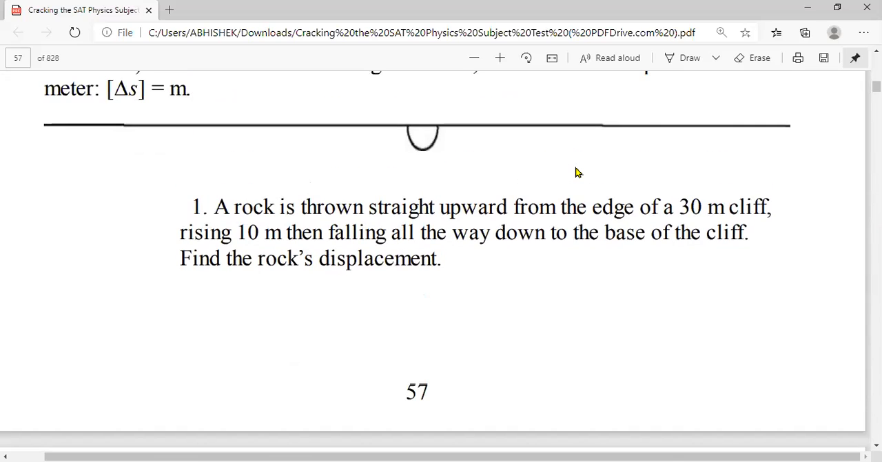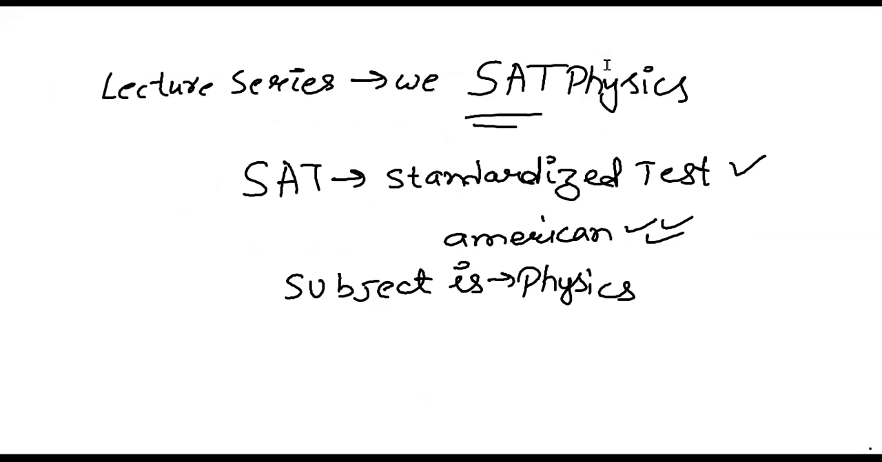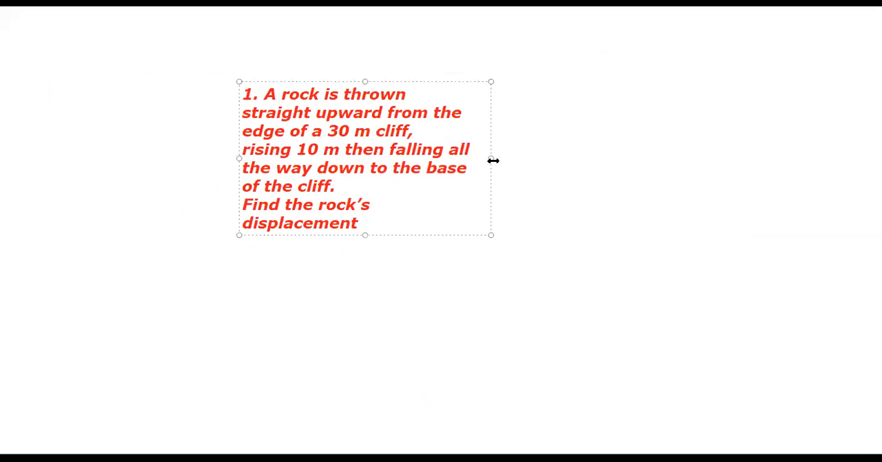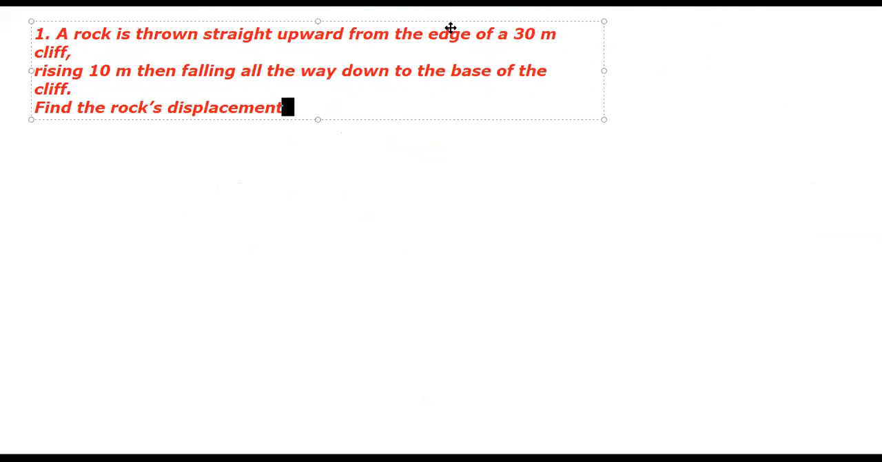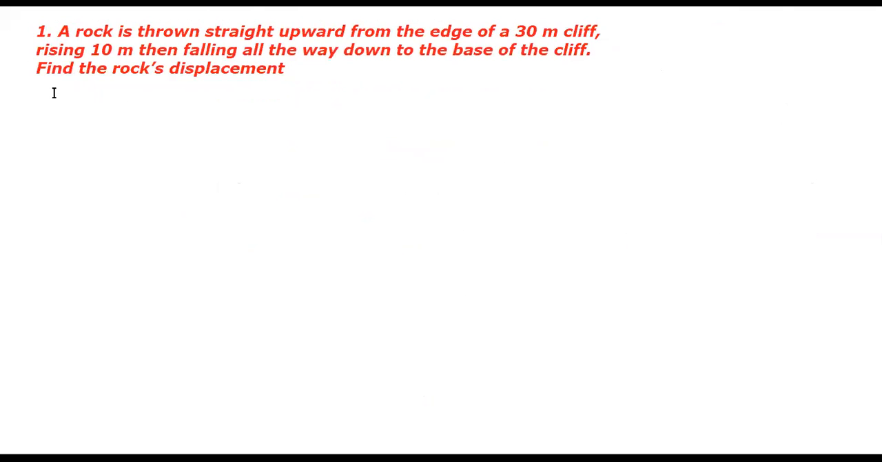Okay students, here is a question. A rock is thrown straight upward from the edge of a 30-meter cliff, rising 10 meters, then falling all the way down to the base of the cliff. Find the rock's displacement. Let me copy this question for you on the whiteboard, using a new slide. Here we go, students. So this is our question, and let's start solving it.